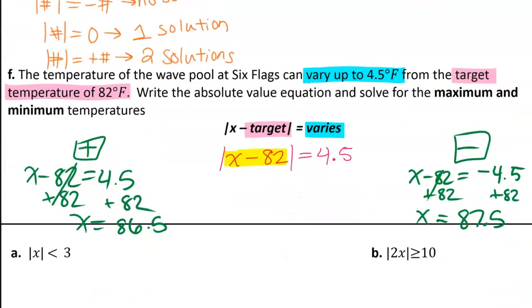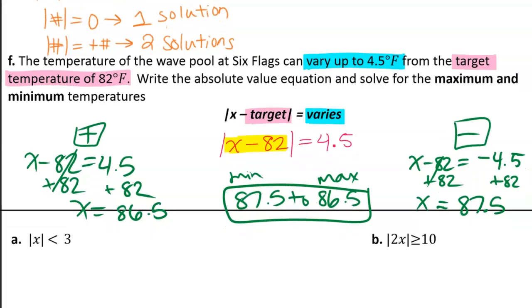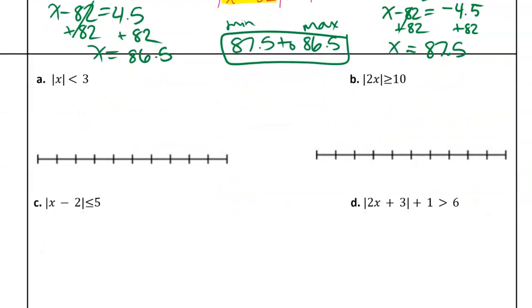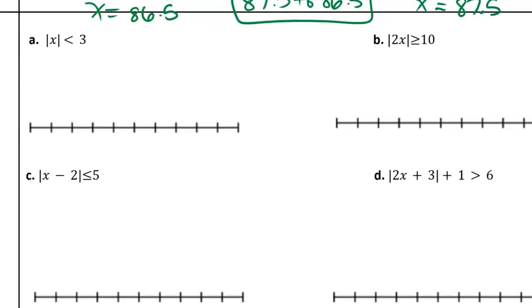So when we do the math, we have a range of 87.5 to 86.5. That is our minimum and maximum temperatures. Any questions on that? Okay.